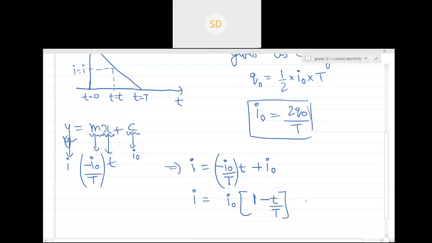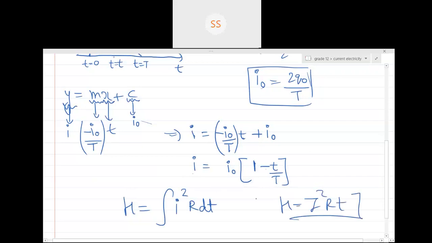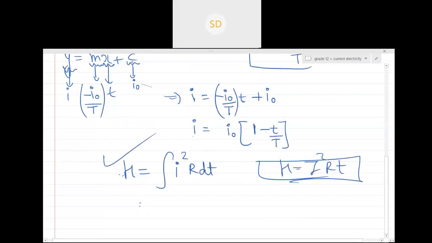Once the function has been formed, after this what will you do? So you substitute for heat. Basically heat was integration. I told you, whenever there is a current which is a function of time, then you don't do normal integration. You don't use H is equal to I square RT. This was for constant current, right? You have to use this integral. When you use this, you'll get the total heat. Shall we do it now?